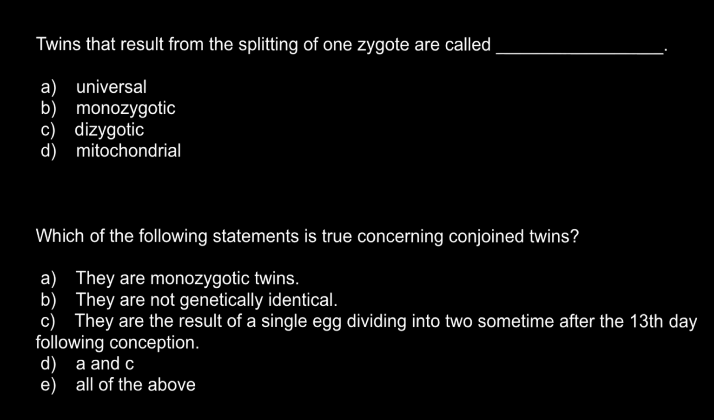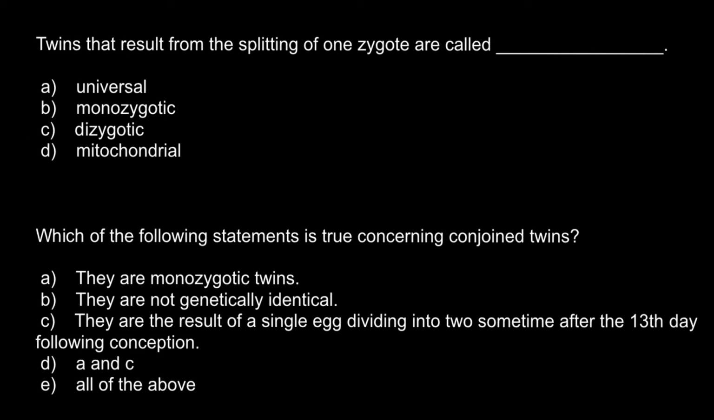And as usual, I recommend you to stop the video here, read the questions, choose the correct answers, and when you are ready you can run the video again and compare your answers with my answers and explanations. And here is the first question. Twins that result from the splitting of one zygote are called, and here are the four answers to choose from.